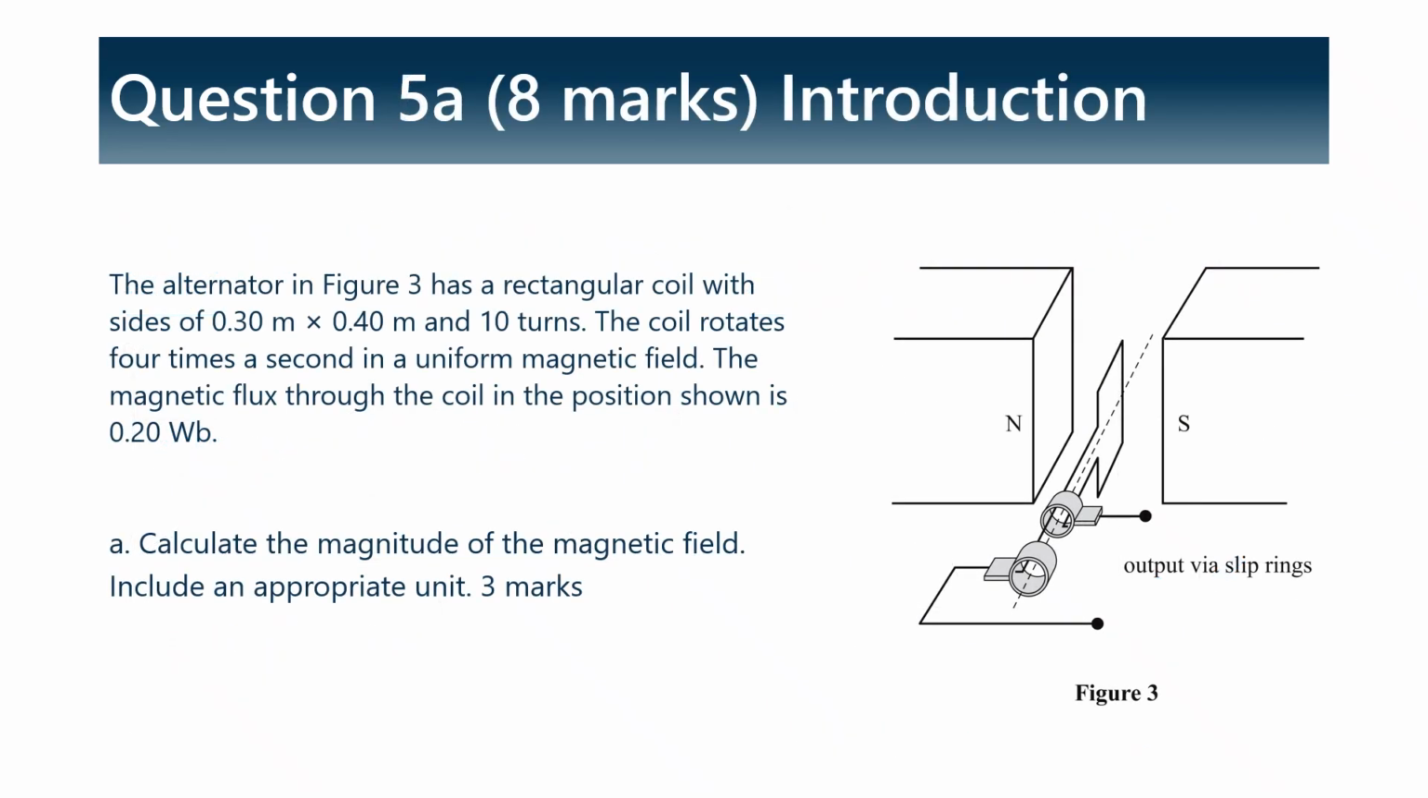The alternator in Figure 3 has a rectangular coil with sides of 0.30 m times 0.40 m and 10 turns. The coil rotates 4 times a second in a uniform magnetic field. The magnetic flux through the coil in the position shown is 0.20 webers. Calculate the magnitude of the magnetic field. Include an appropriate unit. 3 marks.